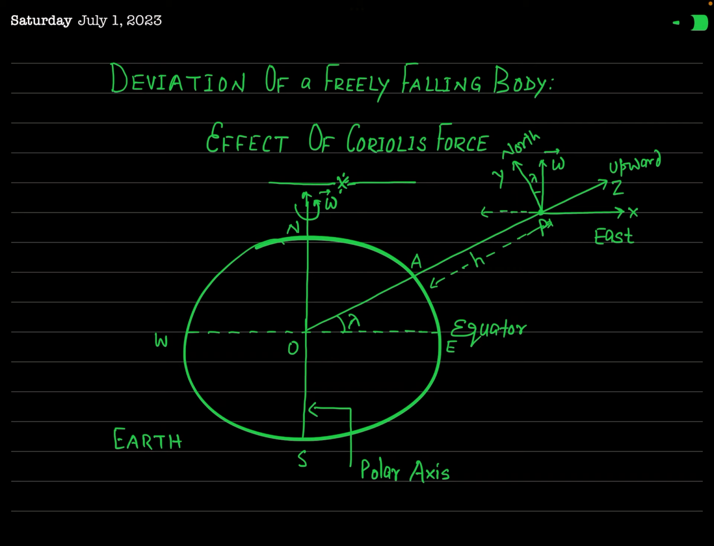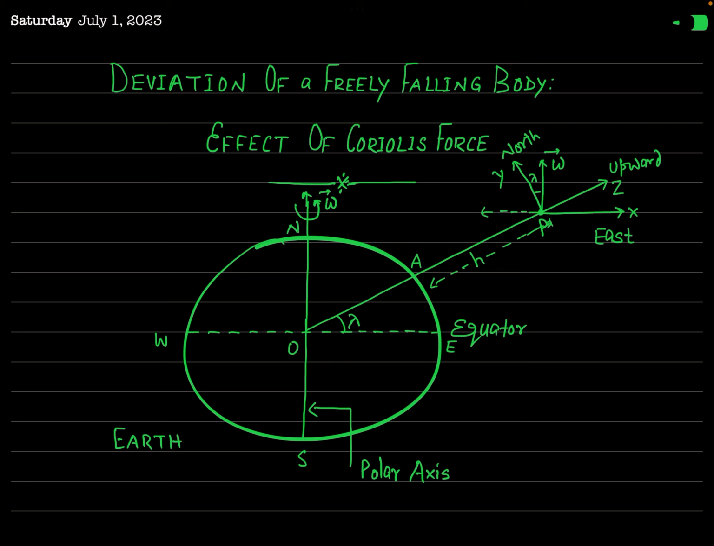Here we have to deal with the problem of deviation of free fall of a body due to the Coriolis force. So we will not think about the centrifugal force, we will only think about the Coriolis force acting on the particle or body which is falling under gravity in the Earth's rotatory frame.